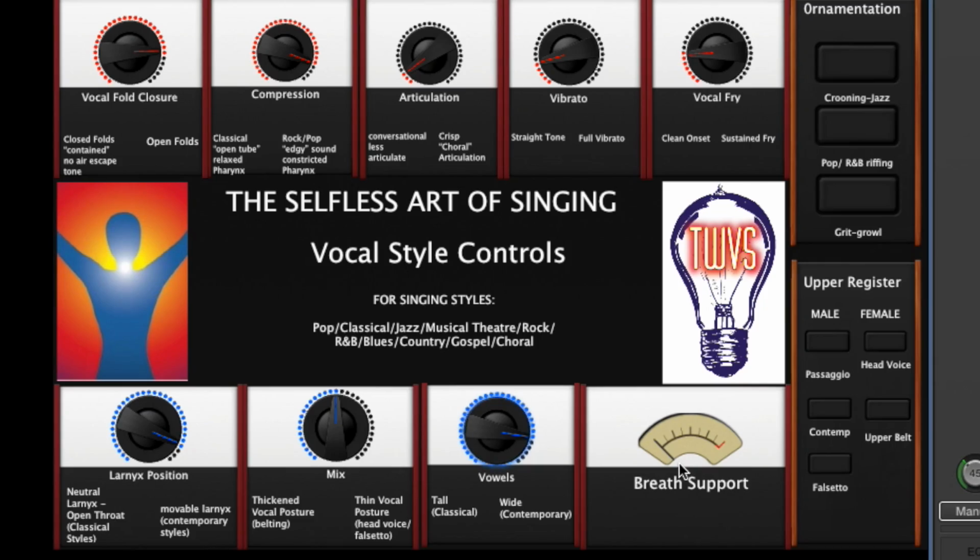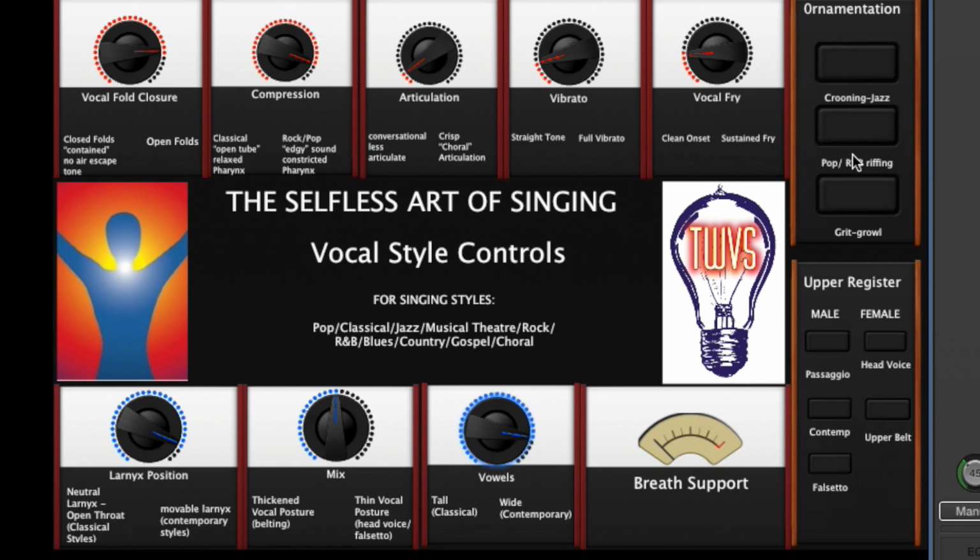Okay? Breath support. He is about a medium energy. When he gets to the chorus he adds more gas, but he's not super energetic relative in the world of singing here, in this style of singing, certainly in the verse. Okay? Let's go up to ornamentation. Is he more jazz croony? Is he more pop riffy? And does he have grit growl? Now he definitely has, let's see, which button is that? Yeah. He's got the pop riffing thing going on for sure.